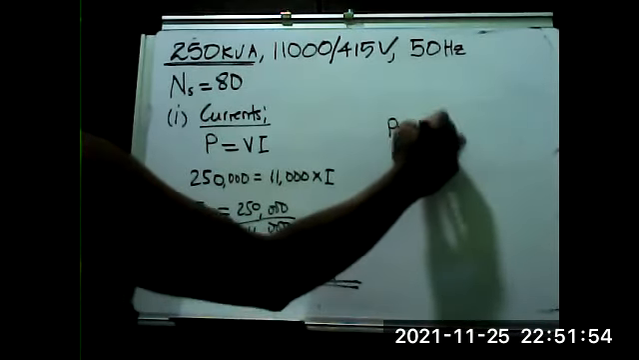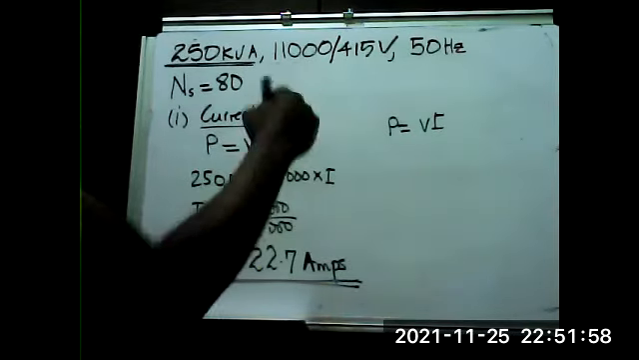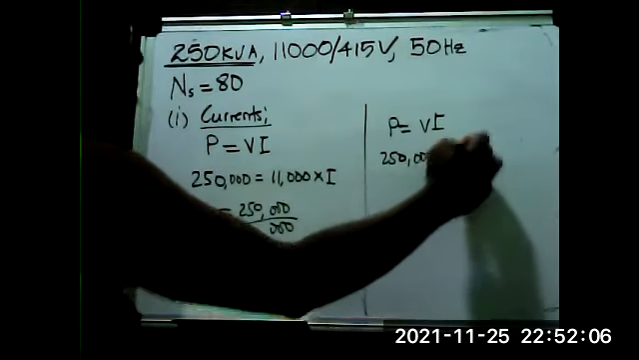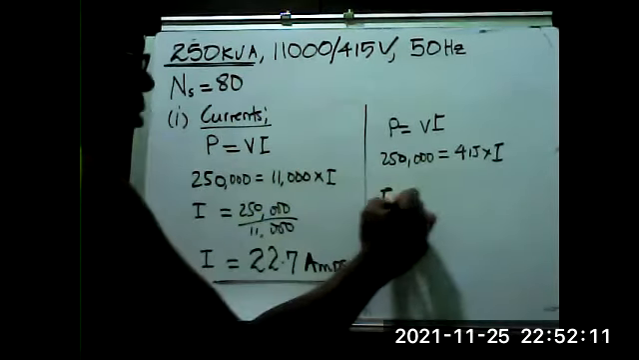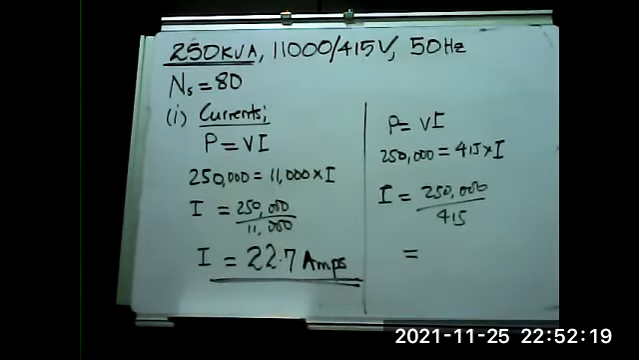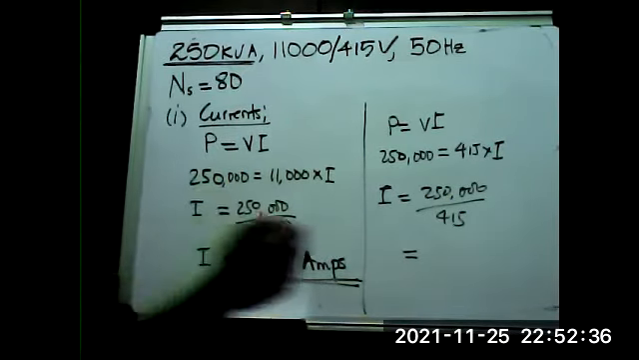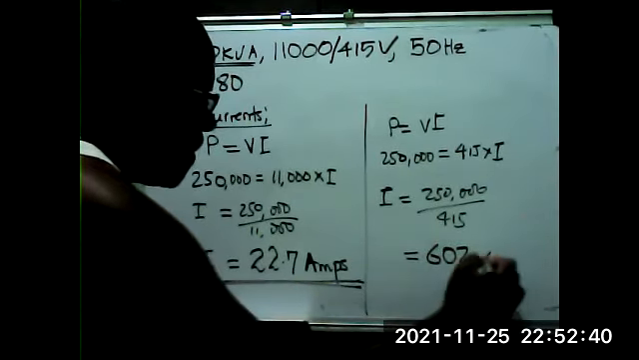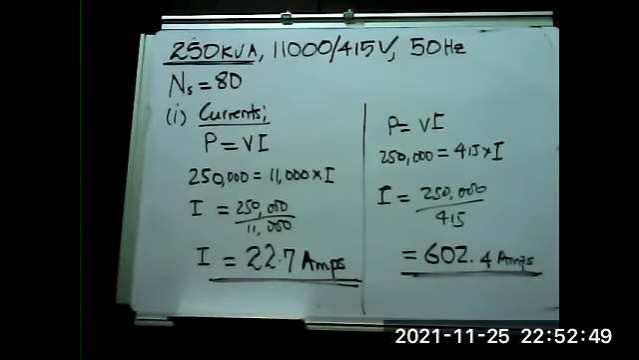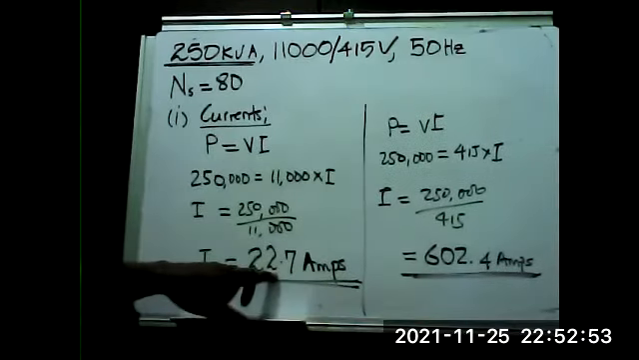On the secondary, power is the same power. The same power that enters the transformer should come out. So 250,000 should be equal to 415 volts multiplied by current. So our current would be 250,000 divided by 415. 602.4. Good. Amps.